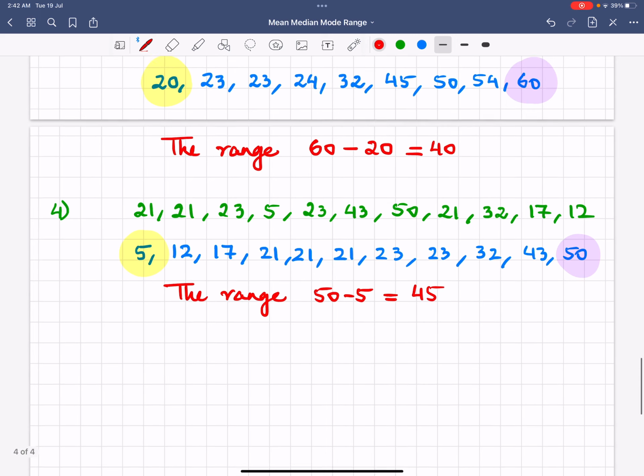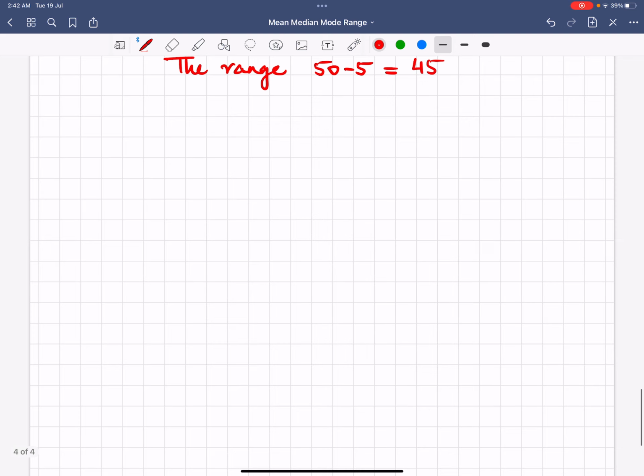Moving on, we move on to the last objective of today's lesson, which is the mean. So let's see and understand what is mean. The mean is the average of all the numbers given in a data set. To find the mean, what we do is we add up all the numbers and divide them by the total number of entries.